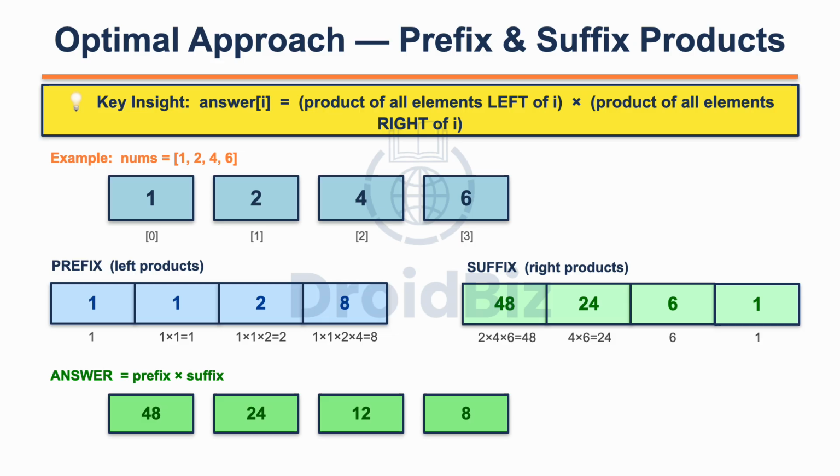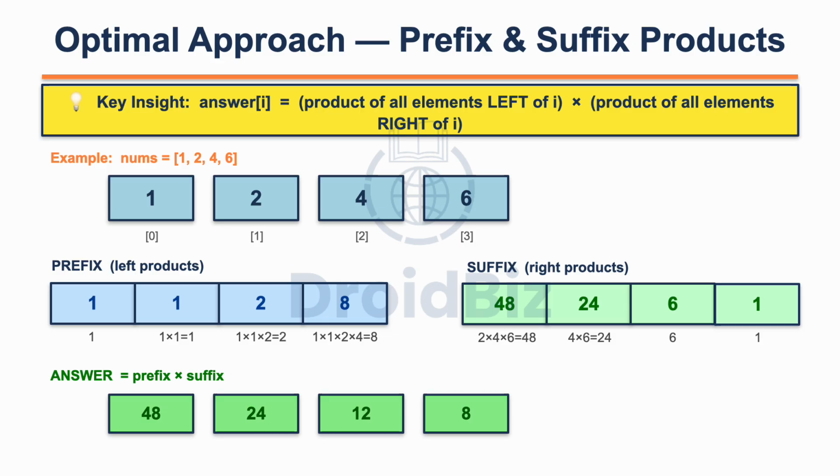Next, we compute suffix products. The suffix at index i is the product of everything to the right of i. At index 0, the right side is 2 times 4 times 6 equals 48. At index 1, the right side is 4 times 6 equals 24. At index 2, the right side is just 6. At index 3, there's nothing to the right, so suffix is 1. So our suffix array is 48, 24, 6, 1.